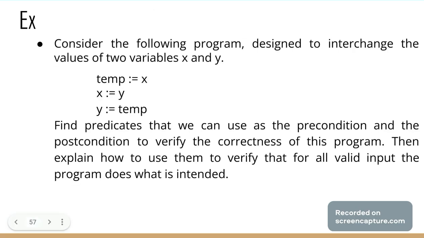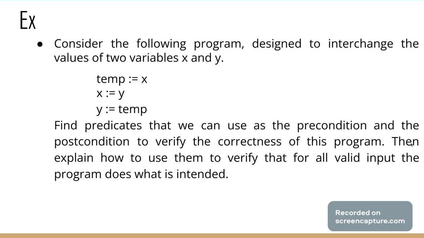Now we are going to look at examples. Consider the following program. We are looking at the correctness of this particular program. This is designed to interchange the values of two variables, x and y. And this is the code that has been written: temp is equal to x, x is equal to y, and y is equal to temp. What we need to do here is find predicates that we can use as the precondition and the postcondition to verify the correctness of this program.